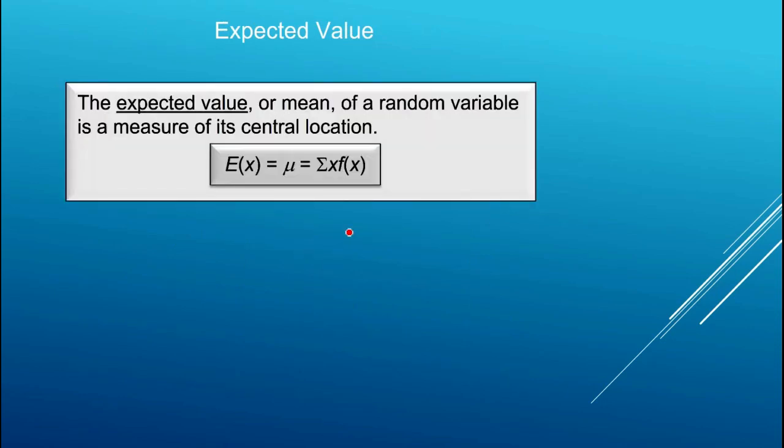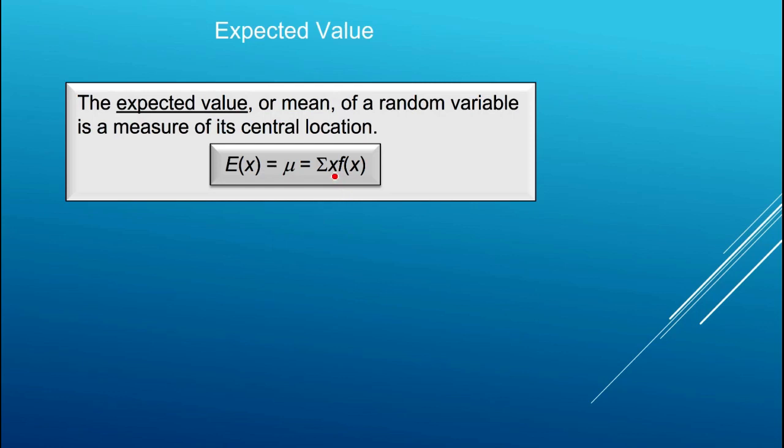Here's a formula for the expected value, or the mean, of the random variable. This is actually a more general formula than it might appear. It's perfectly consistent with the formula for the mean that we saw in Chapter 3, and it is also perfectly consistent with the formulas that we will see when we look at discrete probability distributions and look at formulas for the mean.